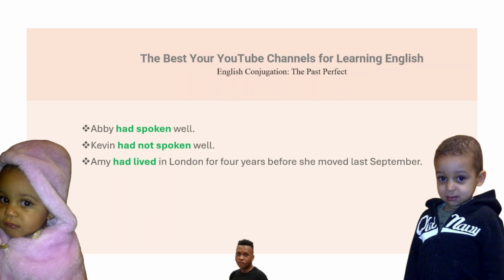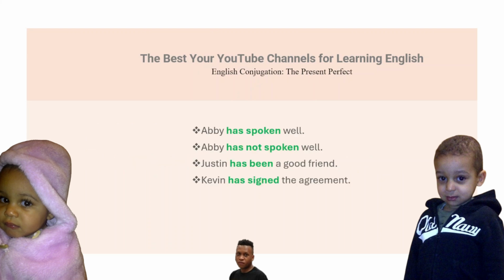We come here to the present perfect. Abby has spoken well. Abby has not spoken well. Justin has been a good friend. Kevin has signed the agreement. So here is the present perfect. Abby has spoken well. Abby has not spoken well. Justin has been a good friend. Kevin has signed the agreement.